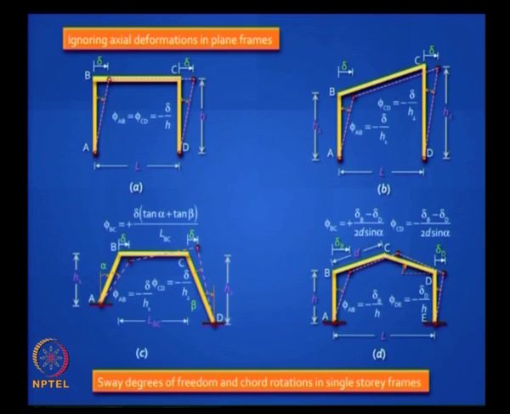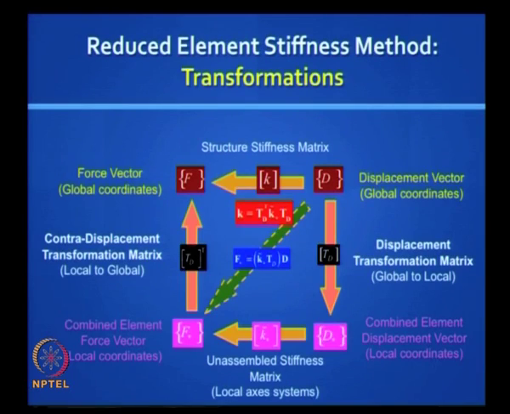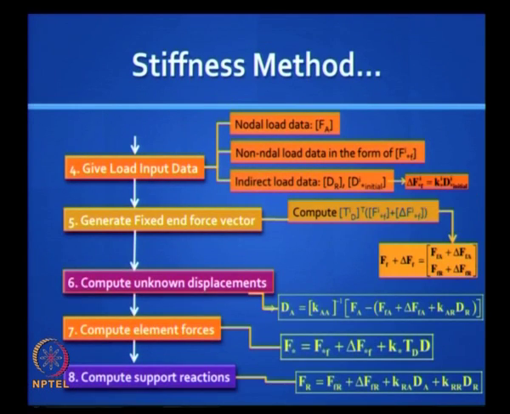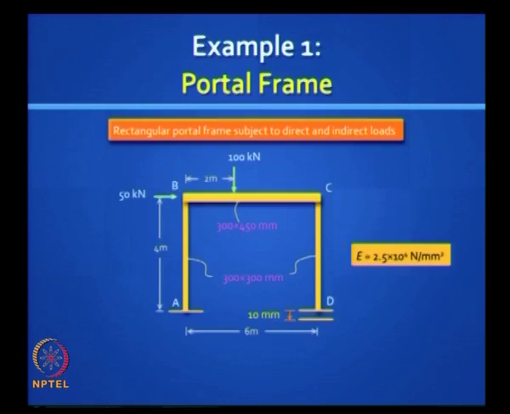This slide should also be familiar to you. These are the shortcuts you will take when you want to avoid considering axial deformations. Remember, you have to find out the sway degrees of freedom, the minimum sway degrees of freedom, and convert them to chord rotations, right. We had done this when we did the slope deflection method, remember. So we will invoke this concept when we want to do a simplified analysis. Okay. This slide is familiar to you. This is the standard transformations we do in the reduced element stiffness method, and this stepwise procedure for programming is also clear to you.